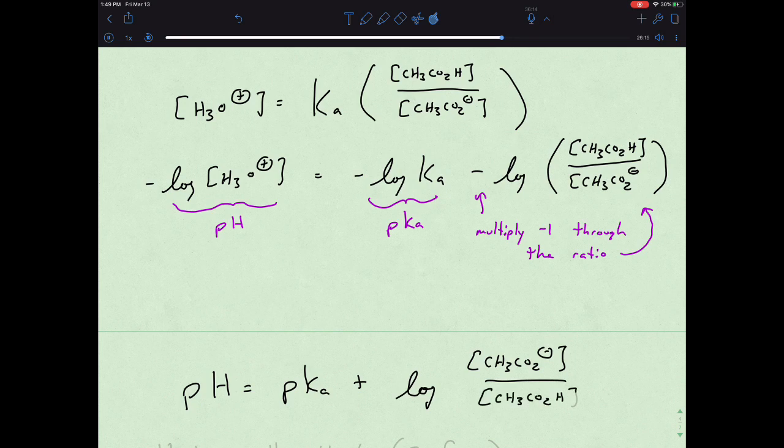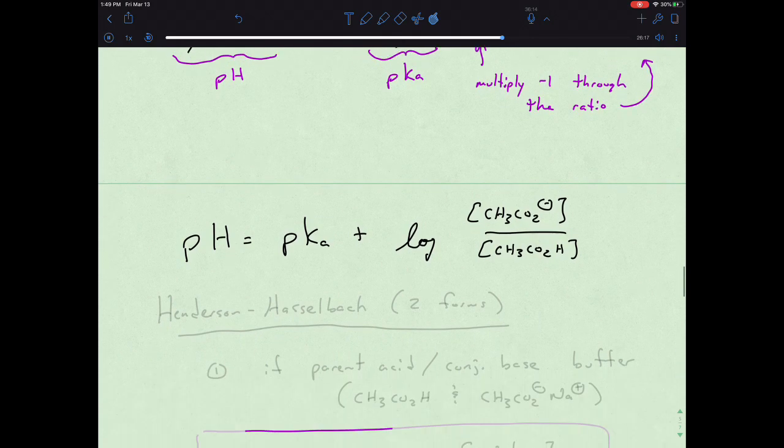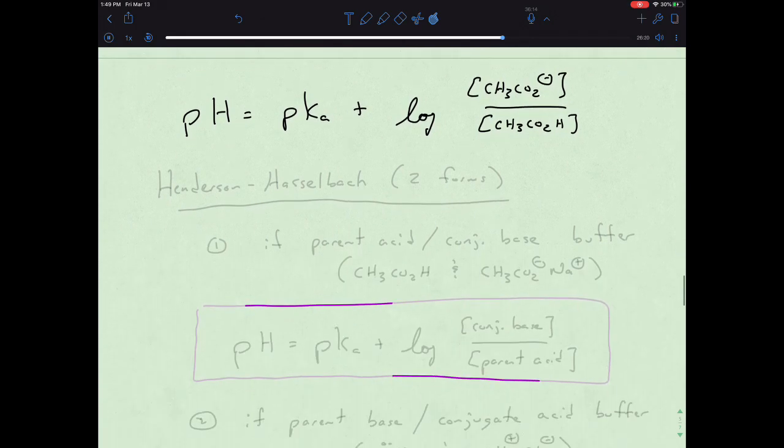So you see, I just derived that from basically the Ka that we got from the ice table and all that. So this is an alternative method to solving buffer style questions. And since we don't have to worry about assumptions anymore, we can actually use this process. So there are two forms to the Henderson-Hasselbalch equation, and it really just depends on what you have in terms of your parent.